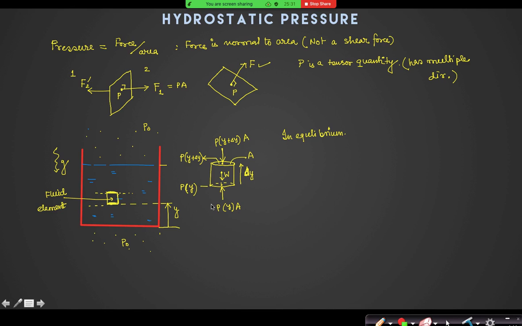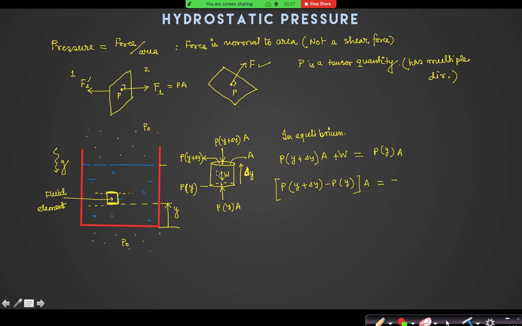Can you see what equation I can write? In equilibrium, the net force must be 0. So can I write P of y plus delta y into A plus W is equal to P of y into A? Take P of y into A to this side. So P of y plus delta y minus P of y, into A, is equal to minus W.